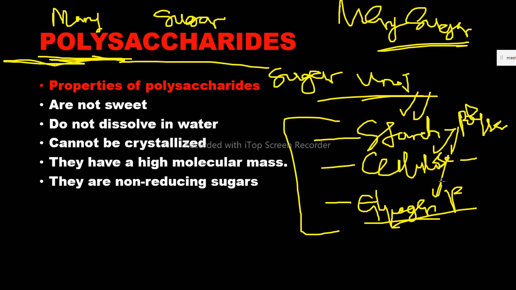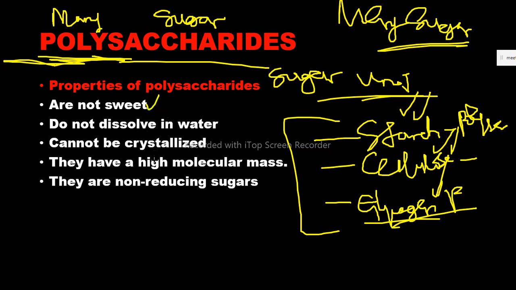So they are found in different locations, and they perform different functions. And as a result, they possess different features that make them perform their own functions. So before that, let's talk about the properties. Number one, they are not sweet.